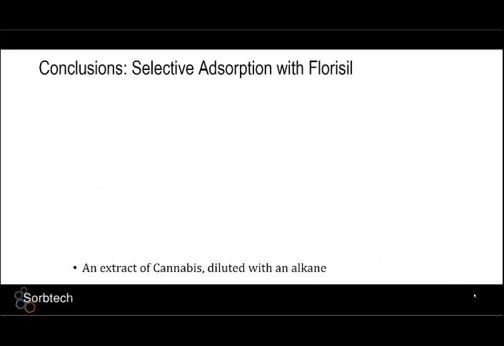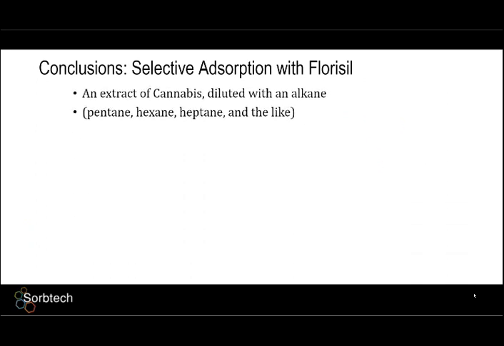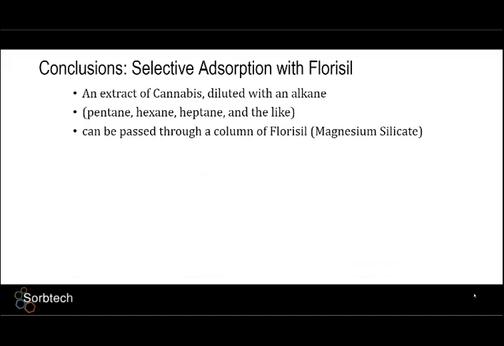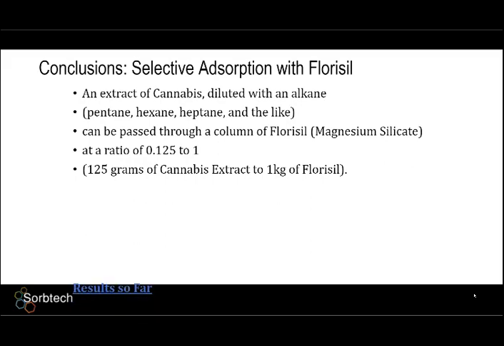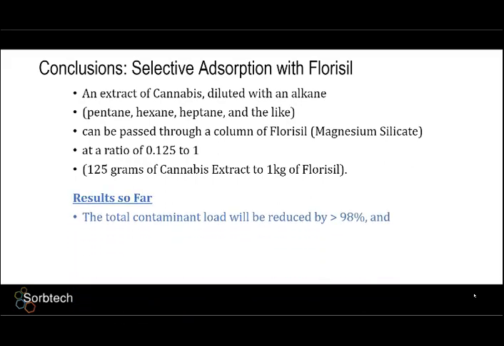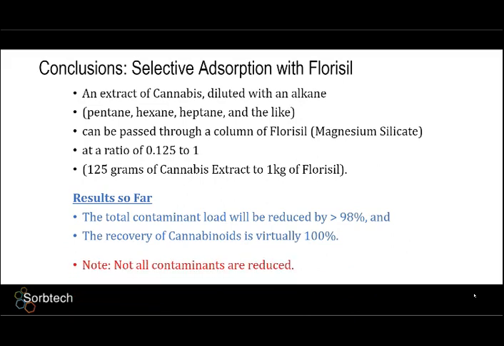So an extract of cannabis diluted with an alkane can be passed through a column of Florisil at a ratio of 0.125 to 1. And so far, we found the total contaminant load will be reduced by greater than 98%, and the recovery is virtually 100%. You always lose a little bit during handling, but we found that to be less than 1%. Basically, all the cannabinoids were still there. But just remember that not everything was eliminated. It depends on what you have in your original extract as to whether you want to do this.